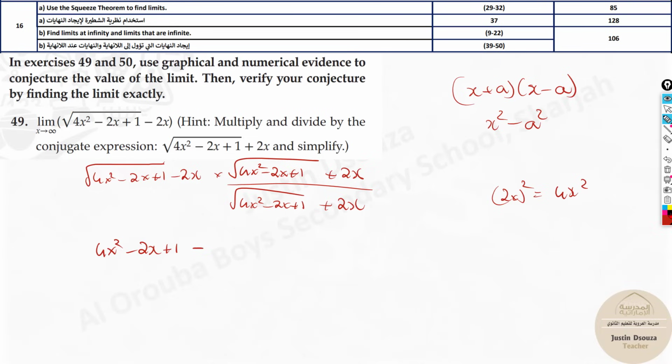See over here, we have x plus a times x minus a. So this is the formula. It will be the first term squared, minus the second term squared, which is 4x squared. So I will have to write minus 4x squared. Now this and this cancel and the denominator remains the same. Over here we have 4x squared minus 2x plus 1 under the square root, and outside the square root we have plus 2x. Now you need to just remove the x, so divide throughout by x, and then you can easily simplify it.